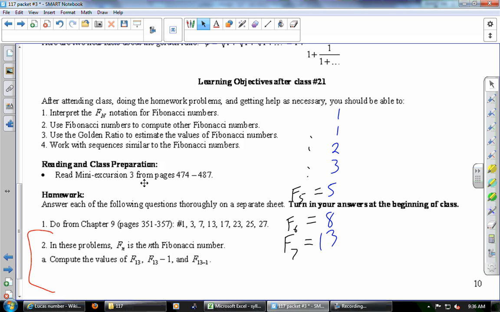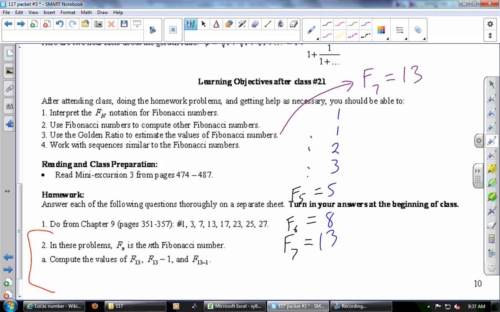I'd like you to be able to use the golden ratio to estimate the values of Fibonacci numbers. I suppose we didn't do one of those in class, so maybe we can do one real quick. Suppose that I tell you that the 7th Fibonacci number is 13. Now this happens to be true, and we see it right in front of us, but I want to know what the 8th Fibonacci number is.